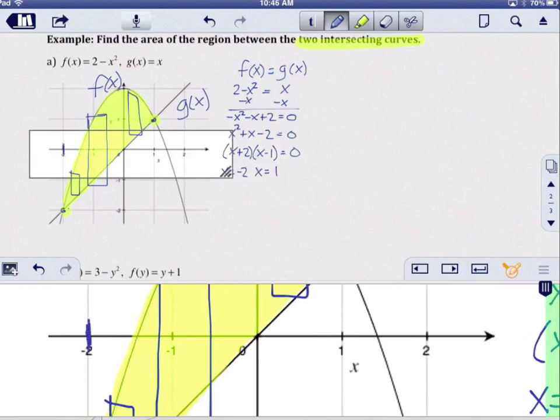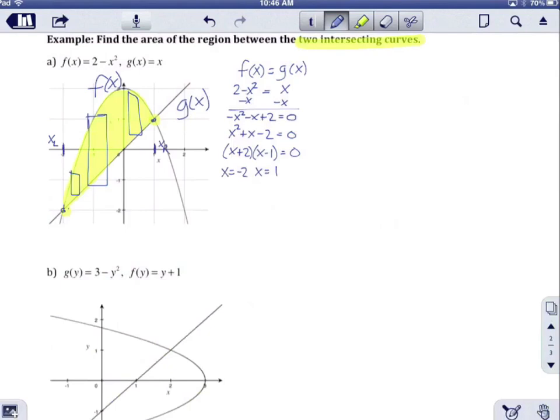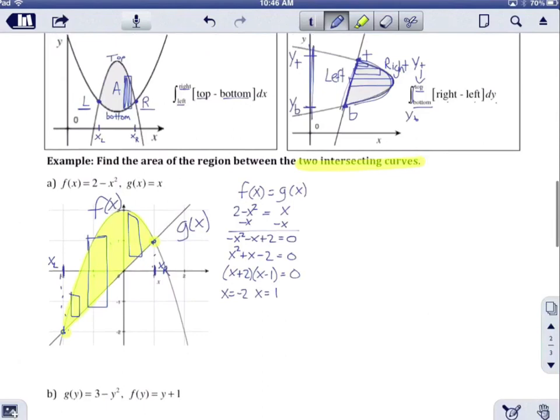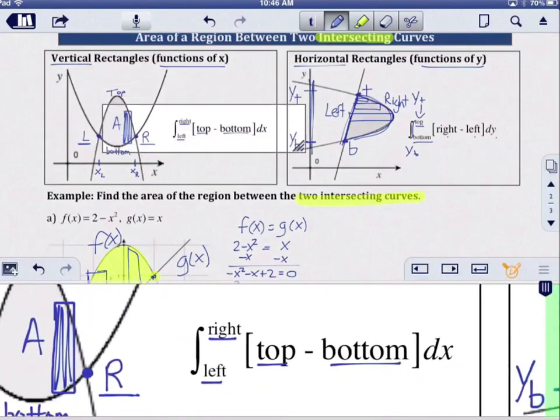So here is the x sub L, or the x on the left endpoint. And then here is the x on the right endpoint. And you can see that is where they intersect. Okay, so now we want to follow this pattern right here. So it's the integral from the left x to the right x of top minus bottom dx.